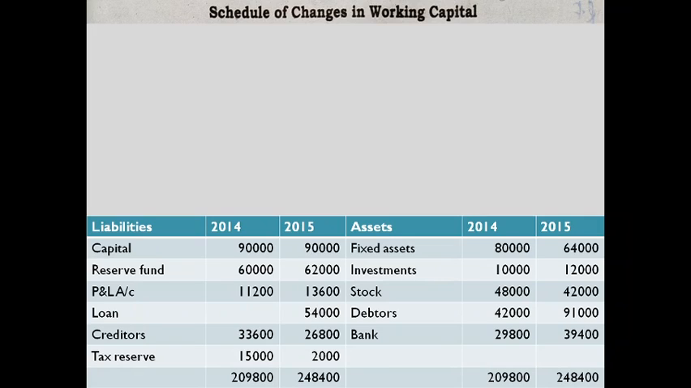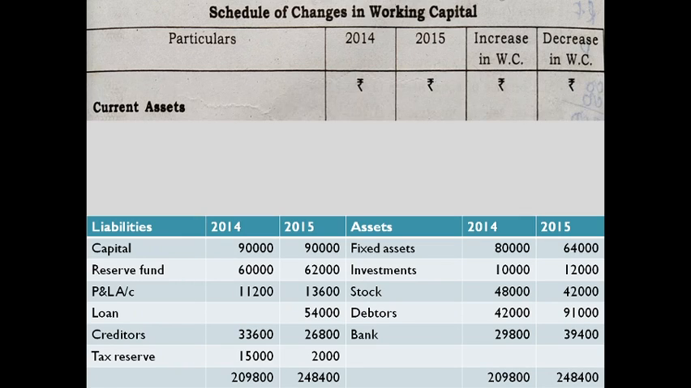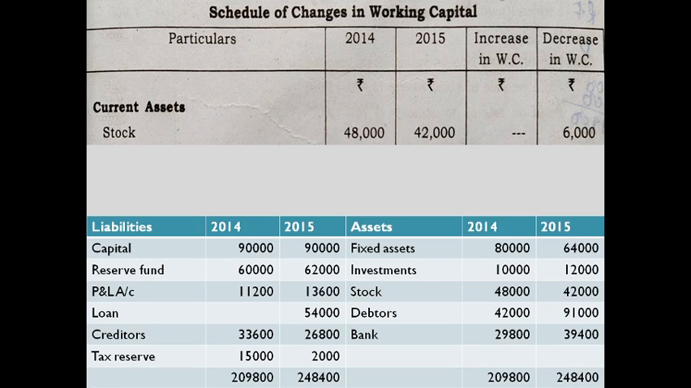Here is the balance sheet given in the question. We will prepare a schedule on the basis of details given in the balance sheet. And we all know how to prepare the schedule and its format. Let's begin with current assets. You can see that there are three items as current assets given in the question. First one is stock. In the beginning 48,000, by the end 42,000, and you know the drill.